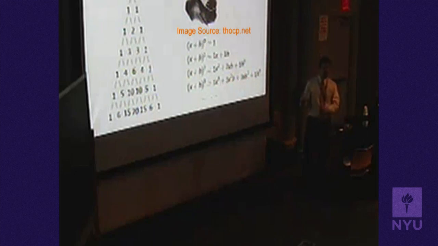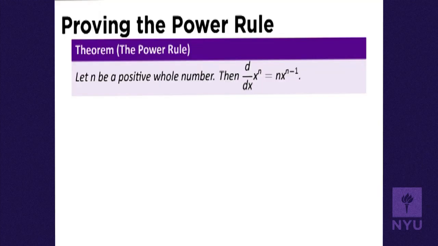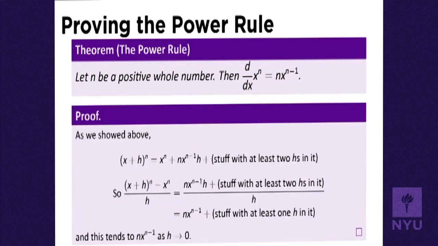So for any positive whole number, we're saying that the derivative is going to be that power times the one lower power function. Well, just look at what we did before. We want to expand x plus h to the n, and we know how to do that. It's x to the n plus n times x to the n minus 1 times h plus a whole bunch of stuff with at least two h's in it that we don't care about.